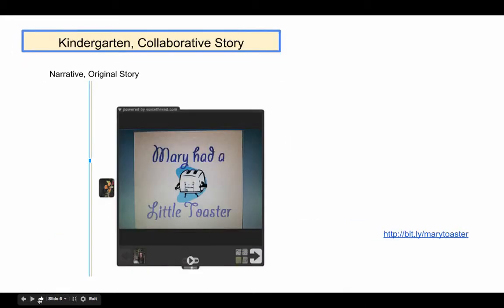In this next case, kindergarten children created an original story called Mary Had a Toaster, based, of course, on the well-known story, Mary Had a Lamb. The students drew illustrations, and each child in the class told a different part of the story. So this is a digital story that has a plot, characters, and setting.